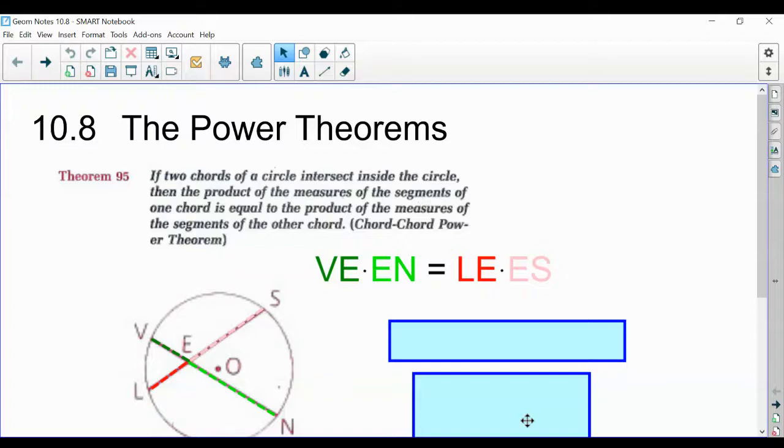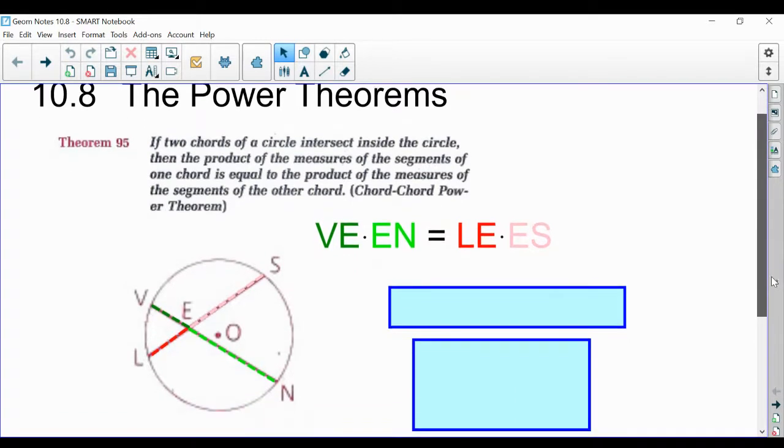Hello, geometry class, and welcome to this video on section 10.8, the power theorems, which sounds a lot cooler than they actually are. I mean, to you, I think they're cool, but that's me. All right, anyway, so the first theorem talks about two chords intersecting inside of the circle.